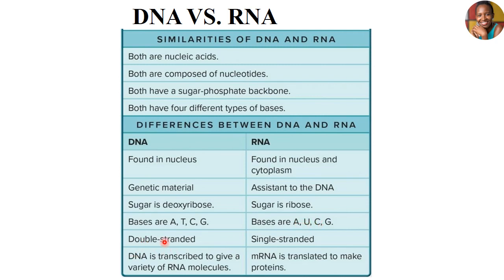The DNA is double-stranded, while the RNA is single-stranded. The DNA is used purposefully for transcribing to give the different variety of RNA molecules, while the RNA is more important in participating in translation that will be used to make proteins. So I hope you're able to distinguish these two now in detail.